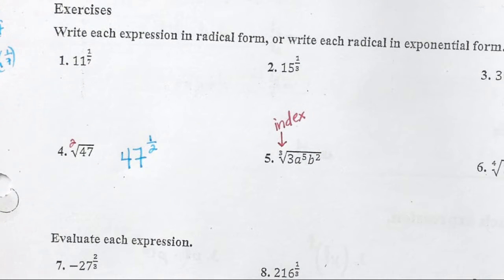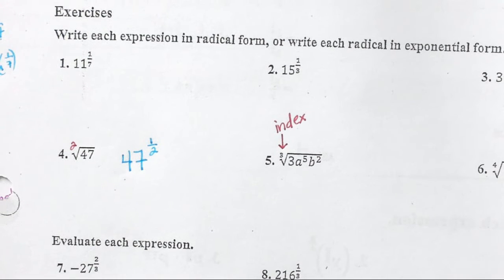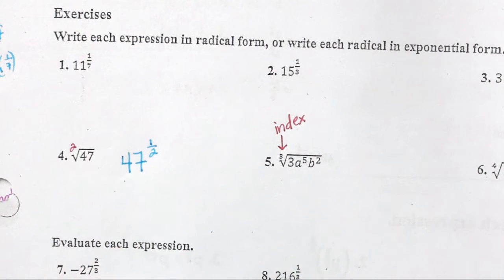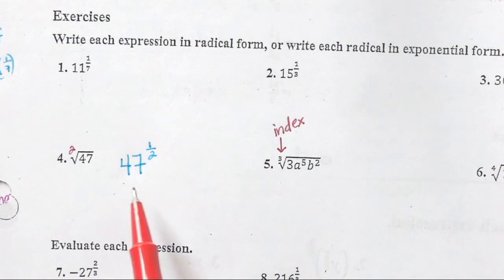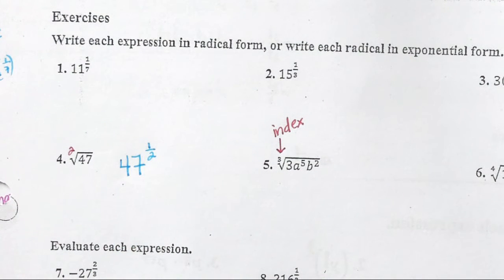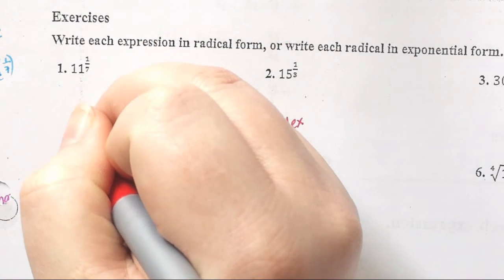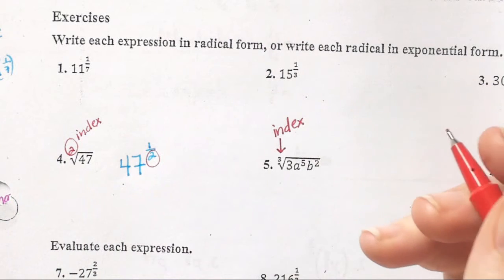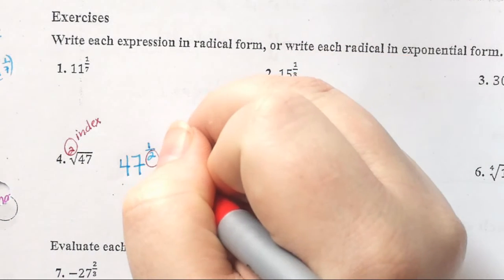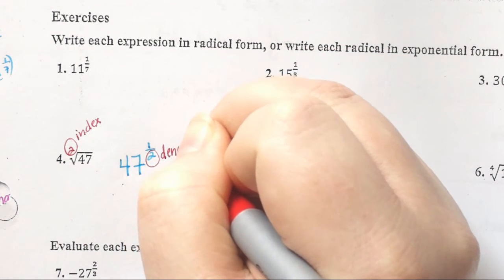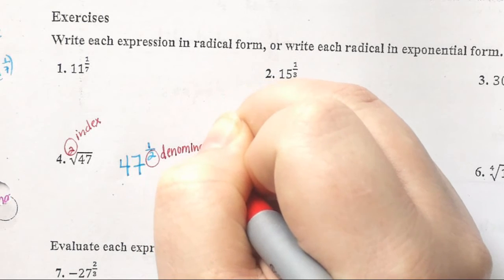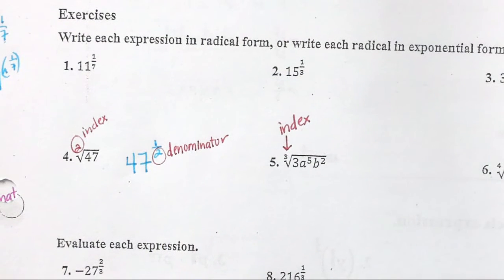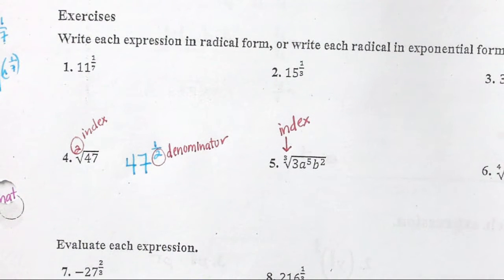But I'll go ahead and allude again to it this week. So these two things are equivalent. They mean the same thing. Radical form, exponential form, they're both going to give you the same answer. Notice that the number that was the index is now in the denominator. The index and the denominator should always match.